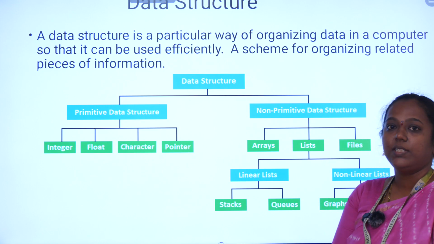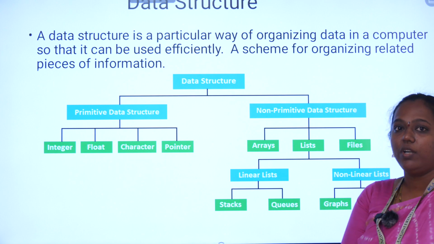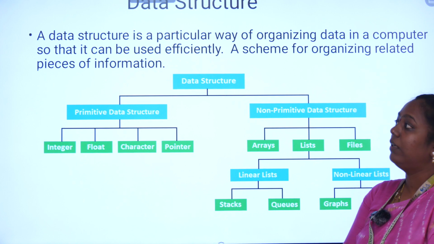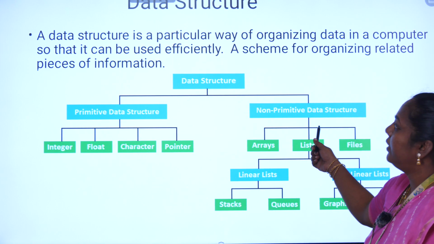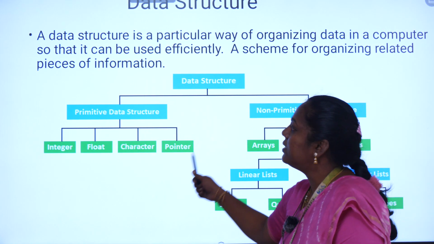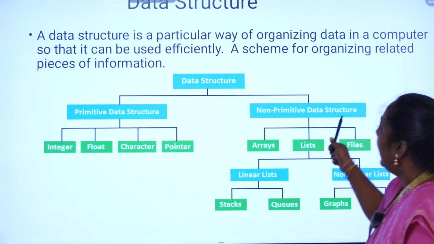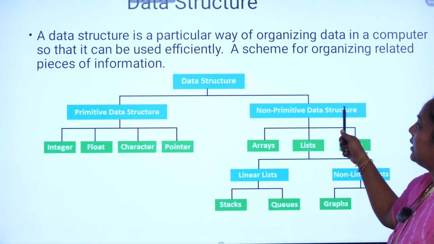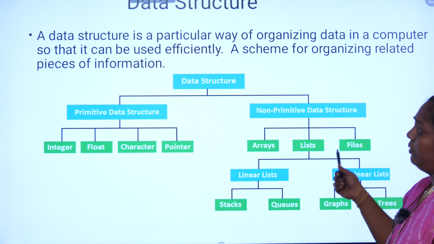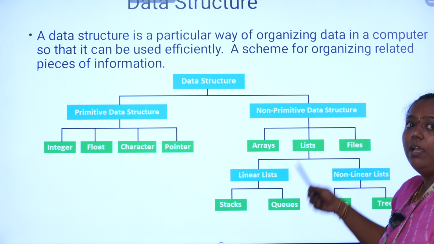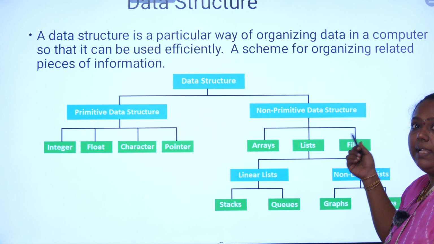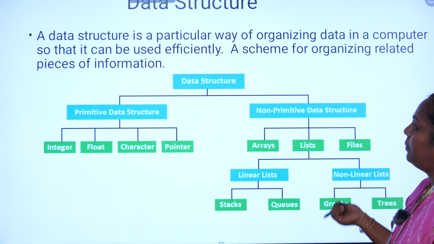What is data structures? Data structures is a way of organizing the data in an efficient manner. Data structures are classified into primitive data structures and non-primitive data structures. These primitive data structures are the basic data types. And non-primitive data structures are nothing but operations we can apply over the basic data types, such as insertion, deletion, search, sort, and so on.